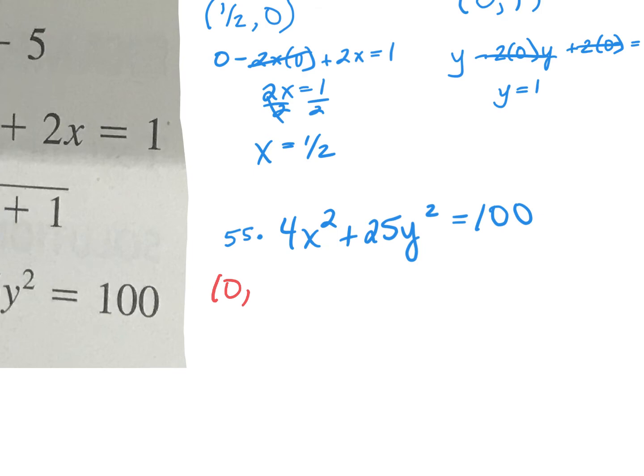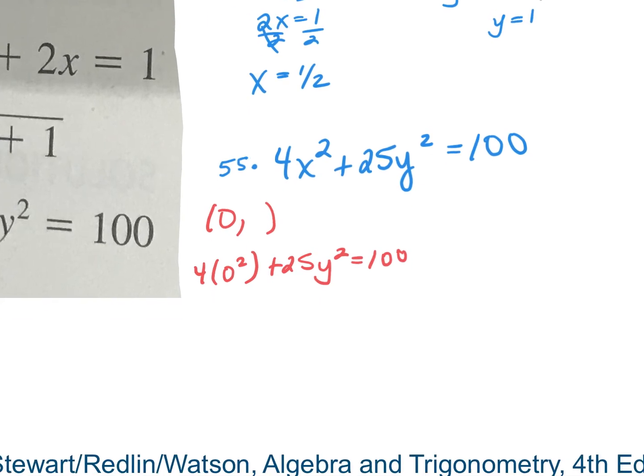What value did I just plug in 0 for? The x, okay? So 4 times 0 squared plus 25y squared equals 100. Let's say that 25 and 20, could you find the greatest common divisor? Yep, you definitely could. All right, what's 0 squared times 4? Okay, so I'm left with 25y squared equals 100.